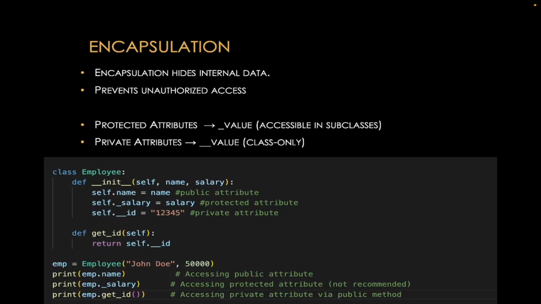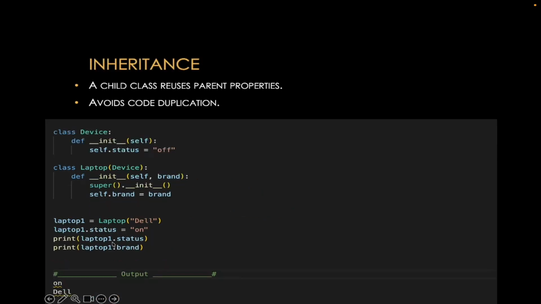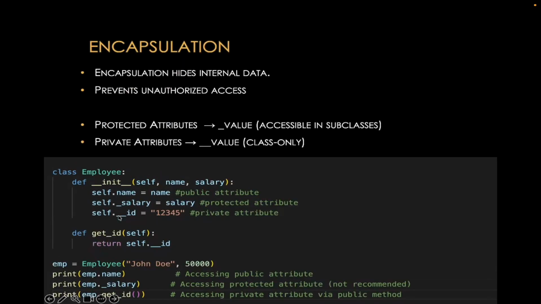Next is ID. In ID, it starts with a double underscore. So double underscore means it's a private variable, and if we try to access it outside the class, the system will give an error. Then how to access these variables? It is required to create a public method like getID. And with the help of the getID method, we can access its value.